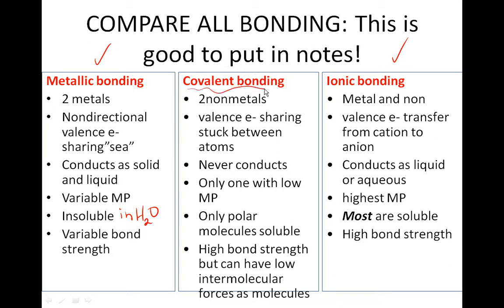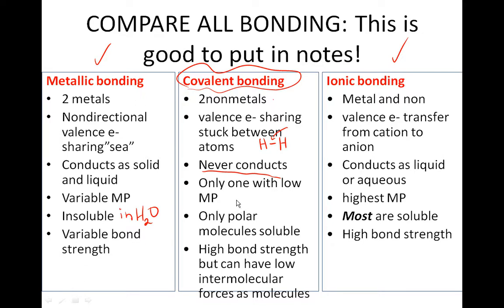How is that different than last unit? You still have to know this, okay? Covalent was two nonmetals. They are held together by valence electrons being stuck between atoms. So hydrogen is sharing those two valence electrons, but they're stuck there. They can't move around, so they can never conduct electricity.